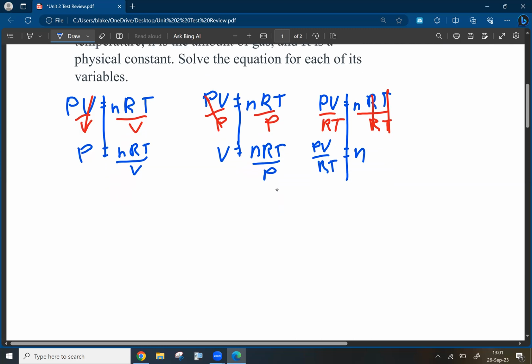All right, almost there. 2 more. Next, we're going to solve for R.